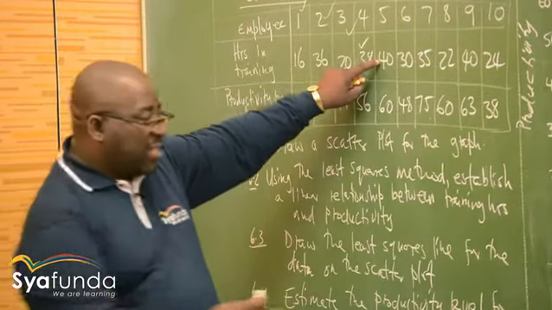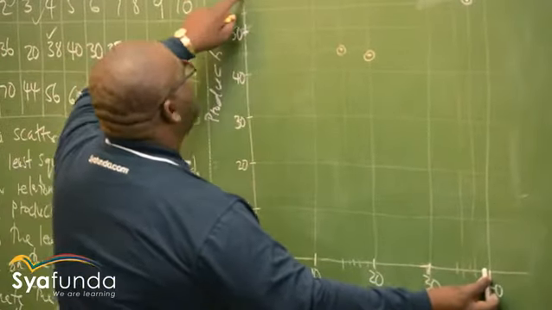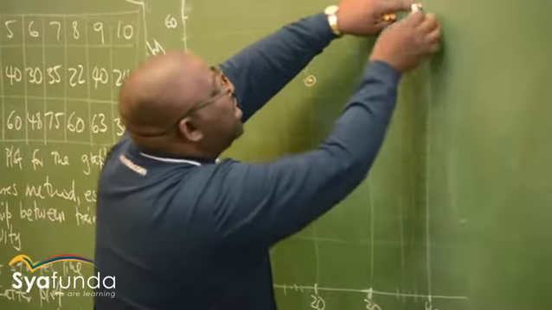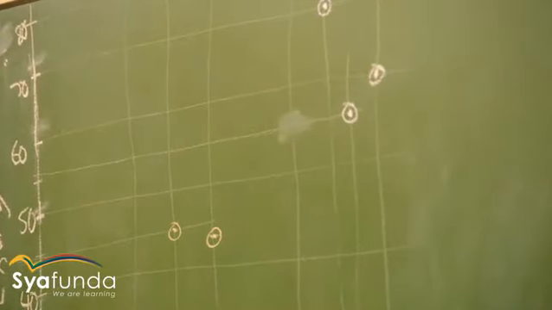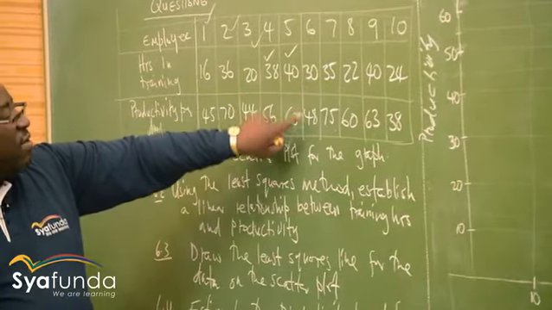This is 40, x is 40. I go straight to 40. Y is 60. This is where 60 is. 60 and 40. So that's the point. Right. So this point is done. 40 and 60.